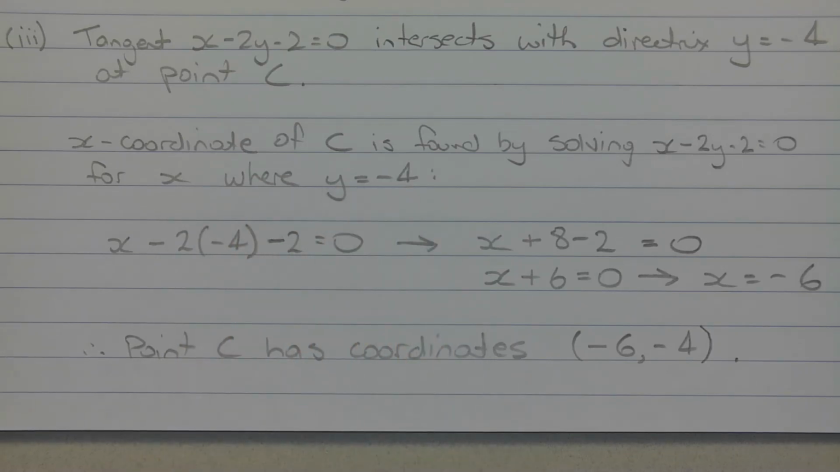So substituting negative 4 for y and solving the equation, we have x minus 2 times negative 4 minus 2 equals 0. Now, negative 2 times negative 4 gives us positive 8. So the equation becomes x plus 8 minus 2 equals 0, which simplifies to x plus 6 equals 0. Therefore, x is equal to negative 6. Therefore, point C has coordinates (-6, -4) as required.